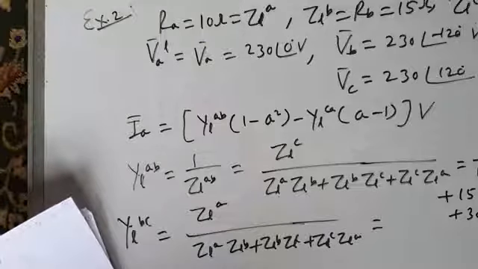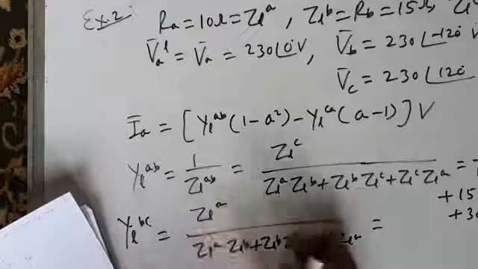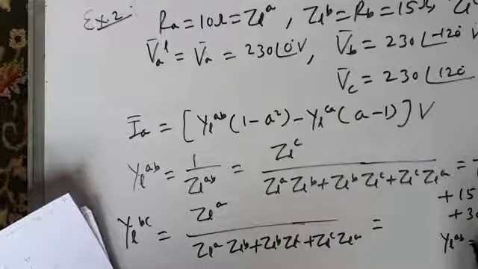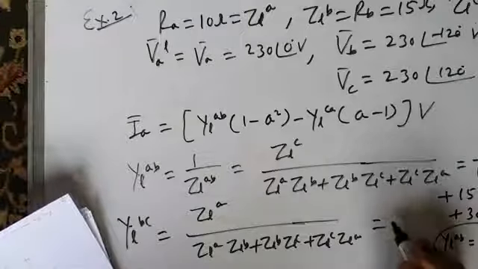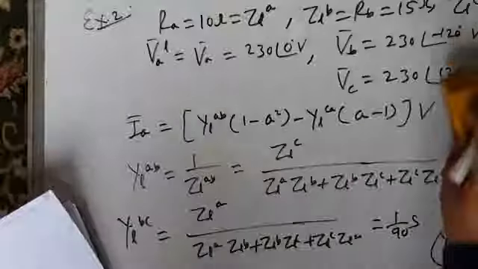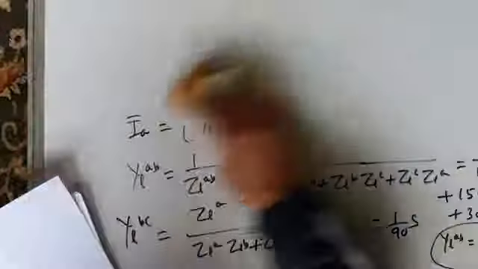YLBC as per my calculations comes out to be... what did YLAB come out to be? YLAB we found a little while ago, that is 1 by 30 Siemens, not 1 by 90. Correct that. YLBC is 1 by 90 Siemens. Similarly, you can find YLCA.